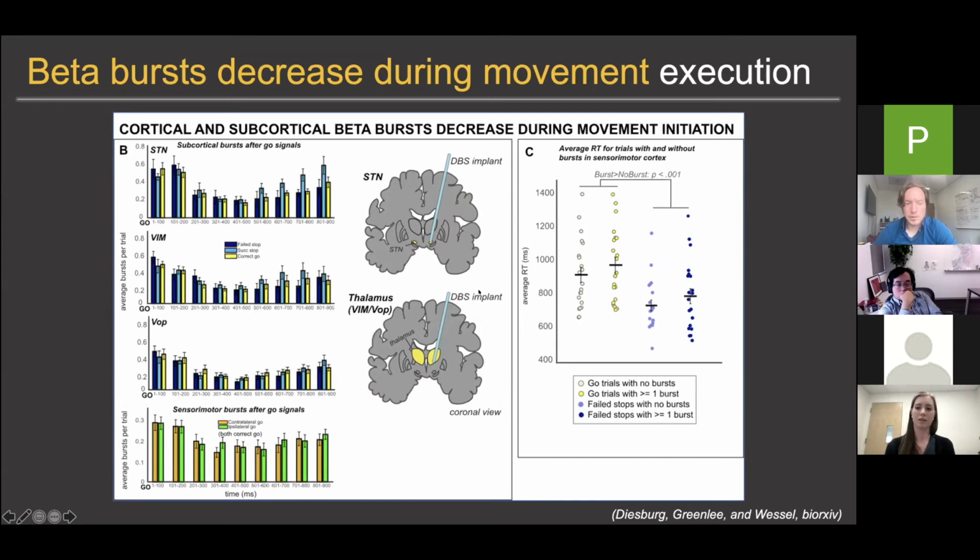We also found that beta bursts in our sample appeared to be inhibitory with regards to motor output. So we quantified the reaction times on all trials that contained a response, go trials and failed stop trials. And we found that those trials that did not contain a burst between the go signal and the response in sensory motor cortex were faster on average than trials that did contain at least one sensory motor beta burst. Again, evidence that these bursts do seem to have an inhibitory effect on motor output in sensory motor cortex.